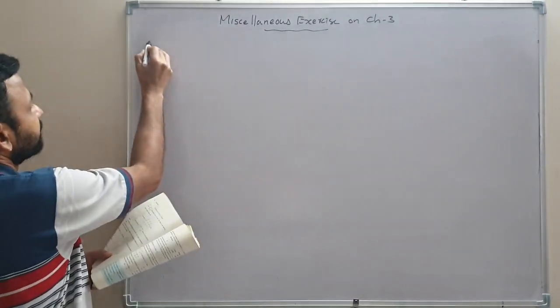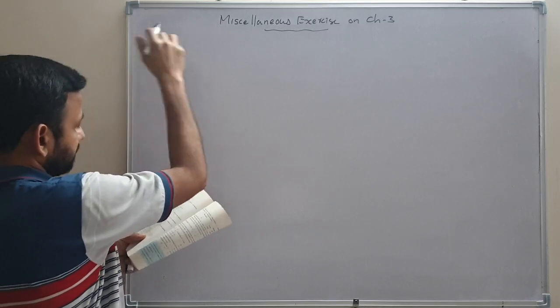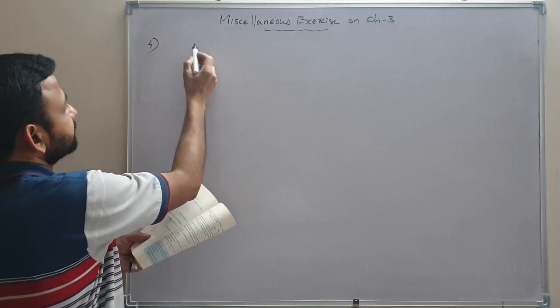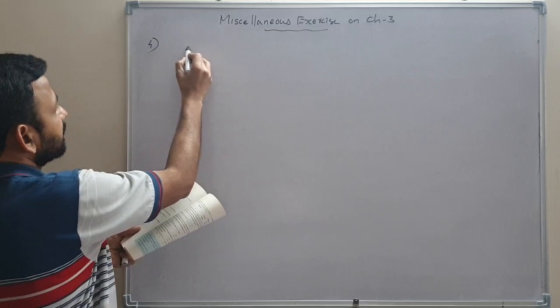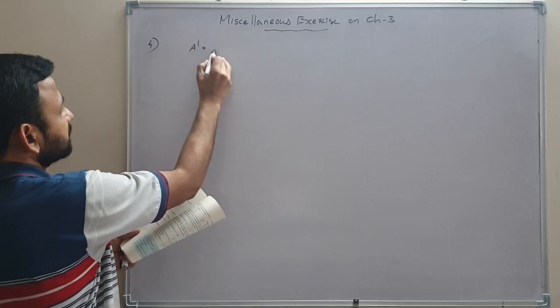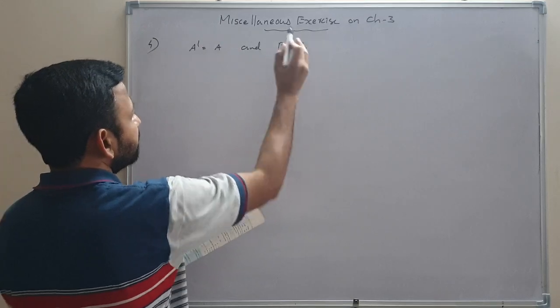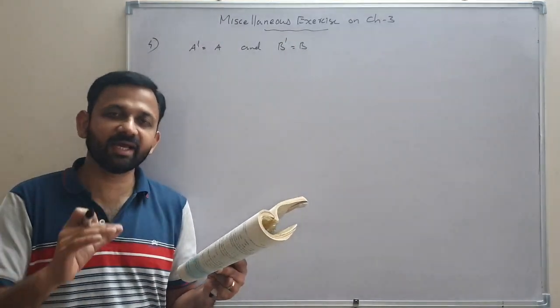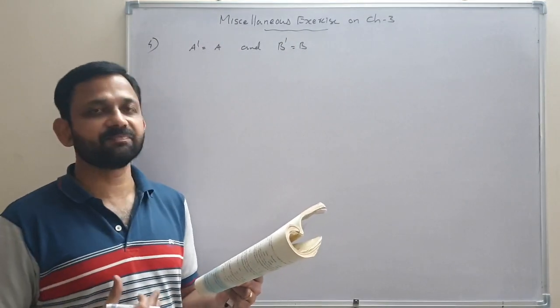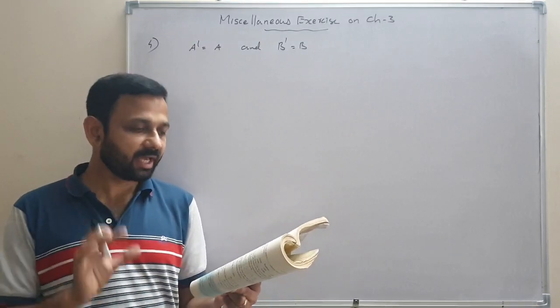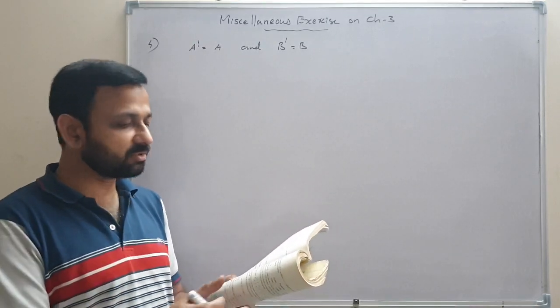For question number 4, if A and B are symmetric matrices, then we can write A transpose is equal to A and B transpose is equal to B. That is the given condition. A and B are symmetric matrices. Then we need to prove AB minus BA is a skew symmetric matrix.